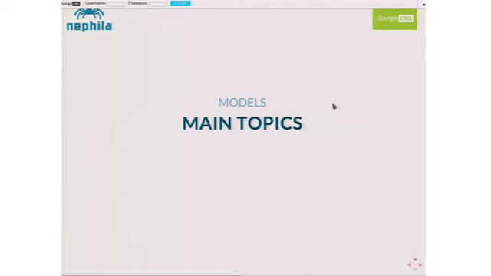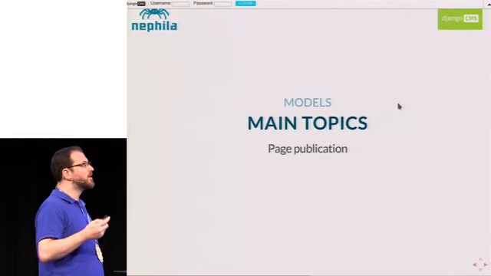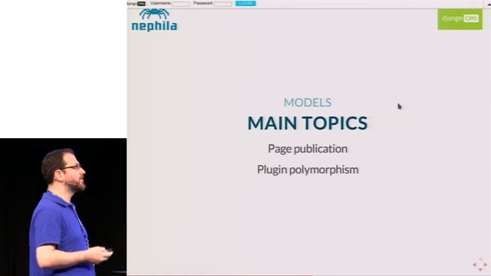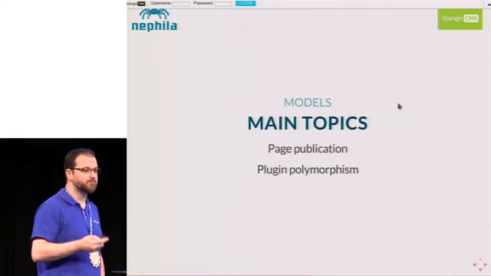So we can go into much detail about how Django CMS uses the ORM, but I think the most interesting things to see are the page publication process and the plugin polymorphism.